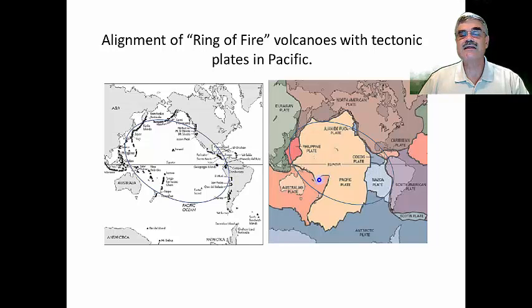You can see that the tracing of the boundaries between these plates shows us the location of where we would expect to find all this volcanic activity. So with the plate tectonic theory, we begin to have an explanation for why we have volcanoes at certain places.